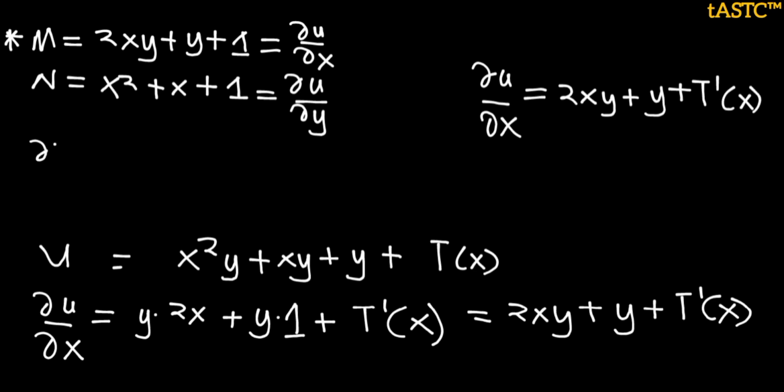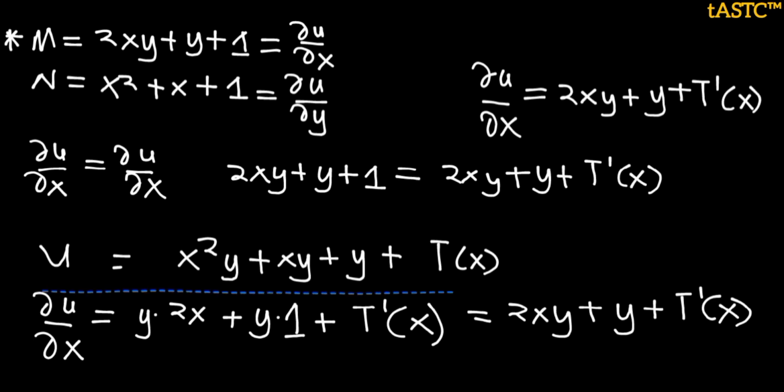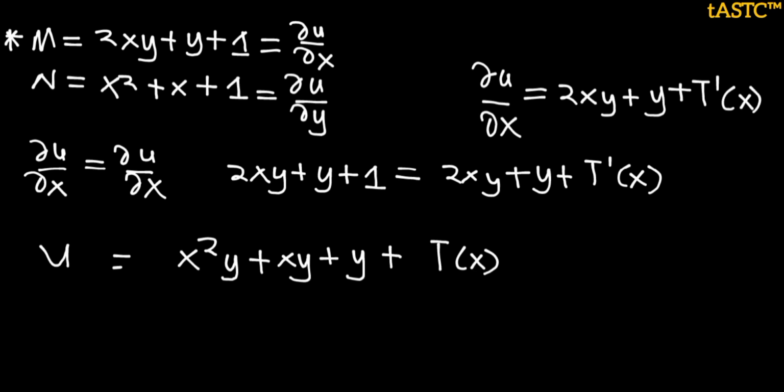So if we got partial u, partial x, to be equal to itself, therefore we're going to have a 2xy plus a y plus a 1. That is going to be equal to a 2xy plus a y plus a t prime of x. I need to take these out. Now from here, we know that this is going to get cancelled. This would also cancel out. So we're basically going to be left with 1 being equal to t prime of x.